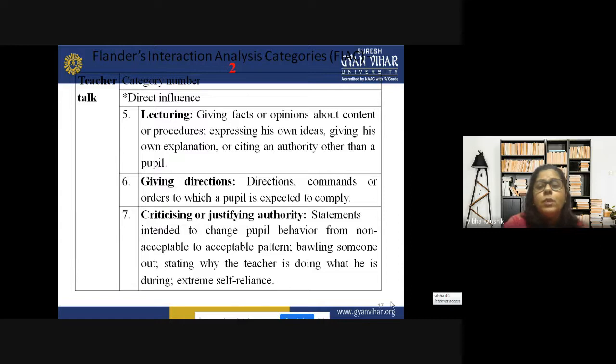Lecturing: giving facts or opinion about content or procedure, expressing his own ideas, giving his own explanation, or citing an authority other than a pupil. Giving directions, commands, or orders to which a pupil is expected to comply. Criticizing or justifying authority, statements intended to change pupil behavior from non-acceptable to acceptable pattern, bawling someone out, stating why the teacher is doing what he is doing, extreme self-reliance.